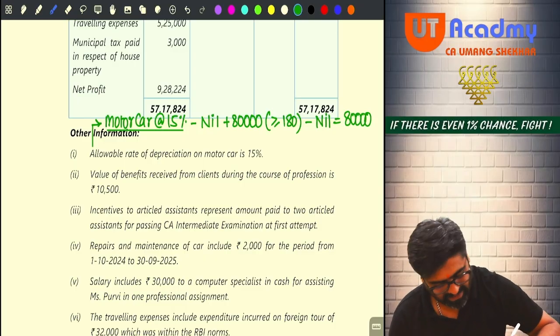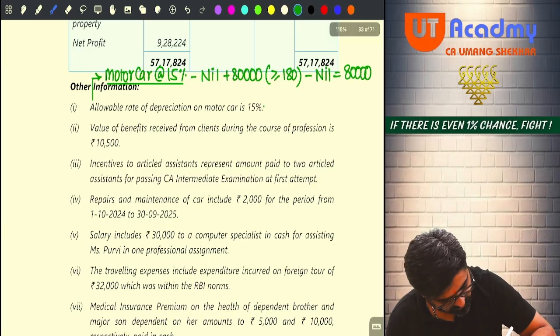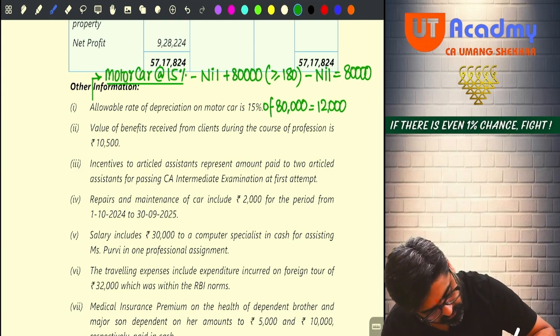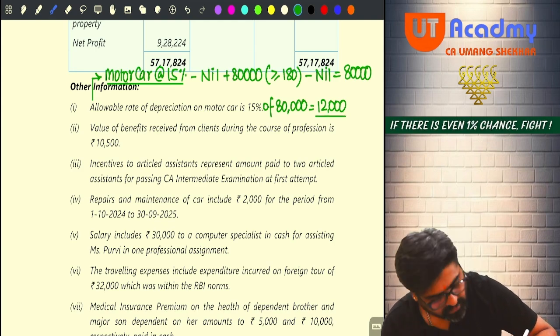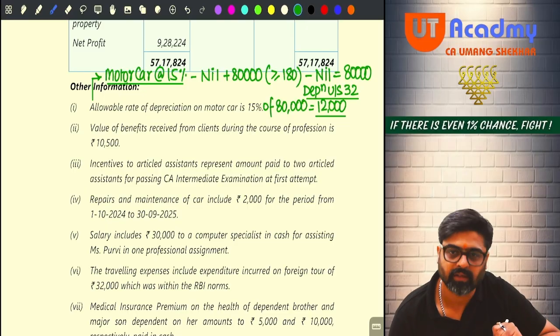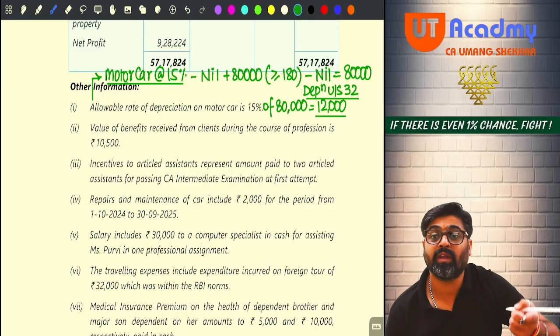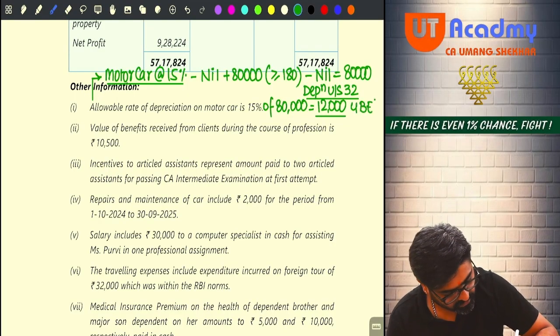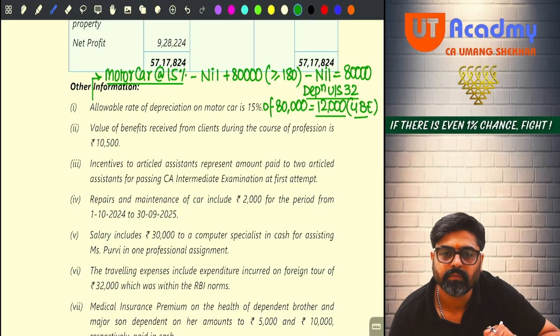Getting my point? So directly, 15% of 80,000 will be 12,000. Now this 12,000, my dear friends, is the depreciation which you have calculated on the motor car under section 32. Can we claim this depreciation as a deduction? Yes. But this is not recorded above, so we'll have to claim this separately as an unrecorded business expense.